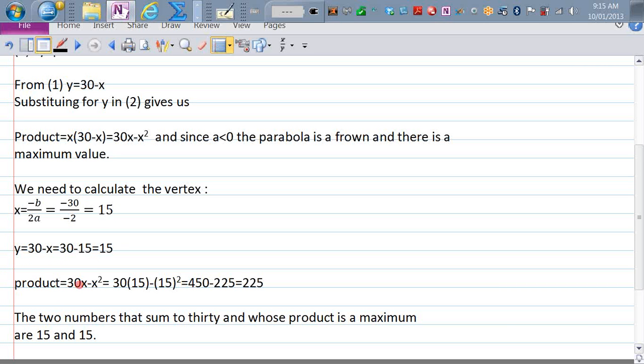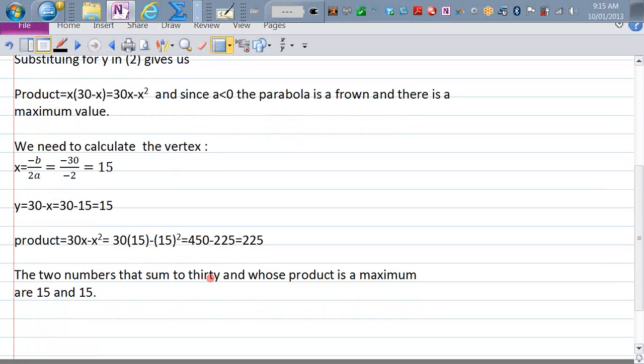So the product now is 30x minus x squared, so 30 times 15 for the x, replacing the x, minus x squared, which is 15 squared. 30 times 15 is 450, minus 15 squared is 225. 450 minus 225 equals 225. So the two numbers that sum to 30 and whose product is a maximum are 15 and 15.